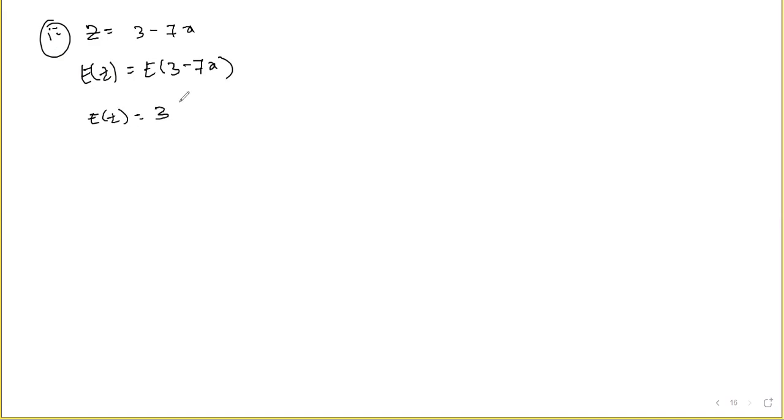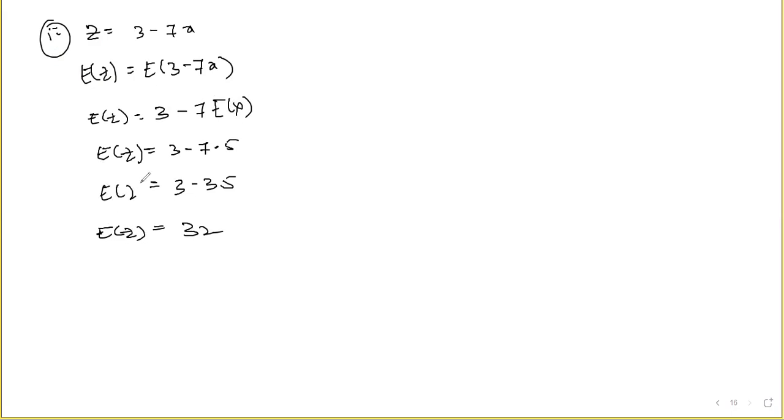Next. Second one, let us assume z equal to 3 minus 7x. So expected value of z equal to expected value of 3 minus 7x. So expected value of z equal to 3 minus 7 into expected value of x. So expected value of z equal to 3 minus 7, expected value of x is given, that is 5, into 5. So 3 minus 35, which is equal to 32. Expected value of z. Right. So expected value of z equal to 32.